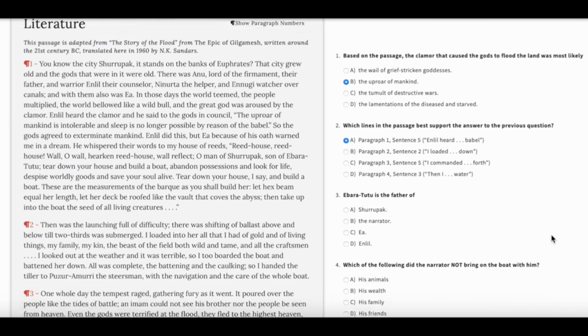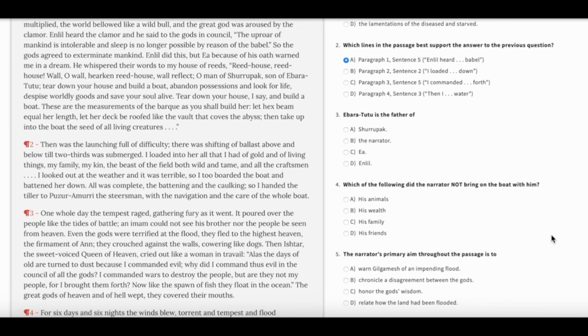Go ahead and read question number 3. E.T. is the father of... Okay, now, here's the deal. So, this is just an information question. And we got to find out who this guy, Ibarra Tutu, is. Okay, or E.T., right? So, all we're doing here is we're playing Where's Waldo. That's all we're doing.